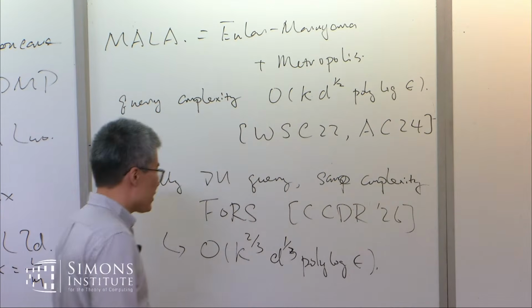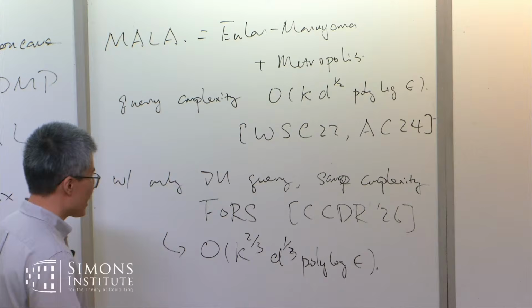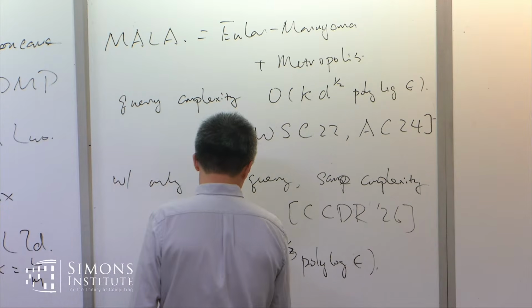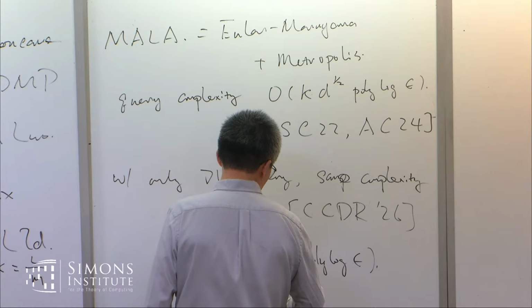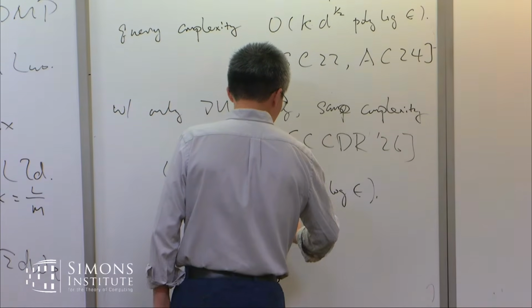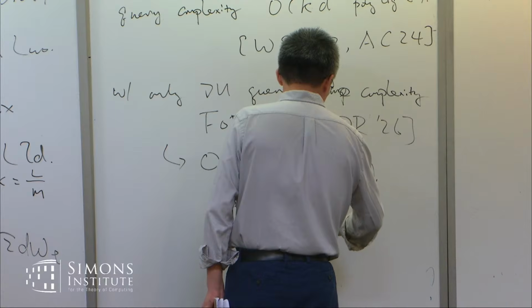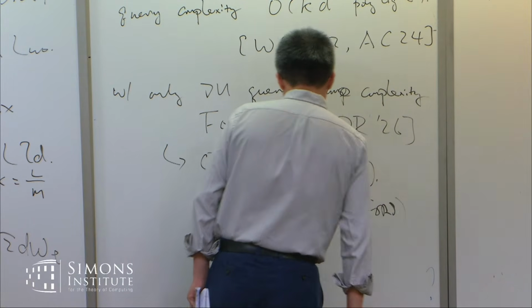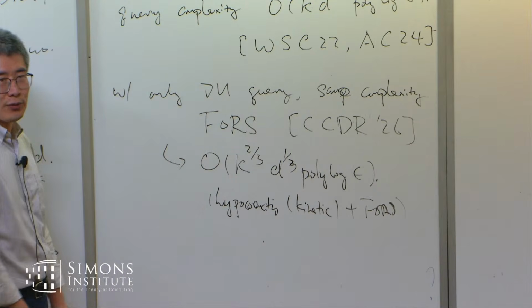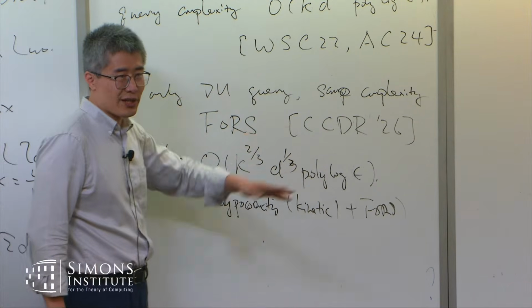Okay, so algorithmically, this is a combination of the idea of hypocoercivity, so you're using kinetic Langevin instead, plus FORS. And if you want to know details, two of the authors are in the audience.